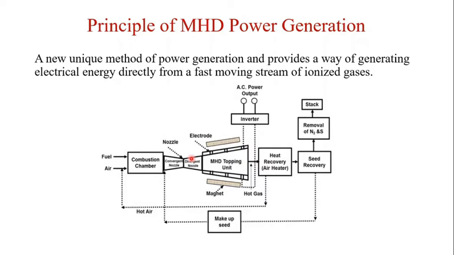Let us see the working principle of the MHD generator. The working principle of the MHD generator is based on Faraday's law. It states that when a conductor is moved in a magnetic field, an EMF, that is electromotive force, is induced in the conductor. In a magneto-hydrodynamic system, hot gases act as the conductor.